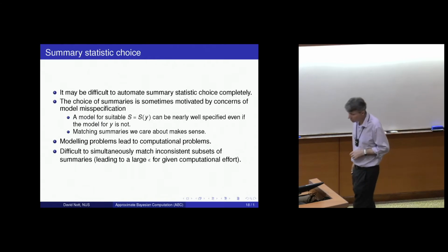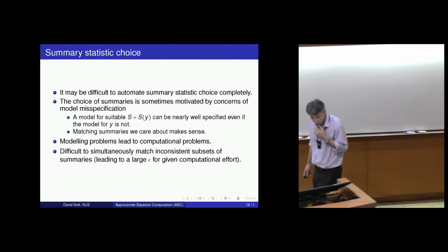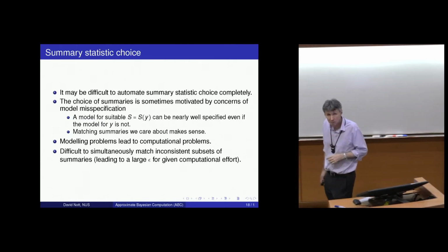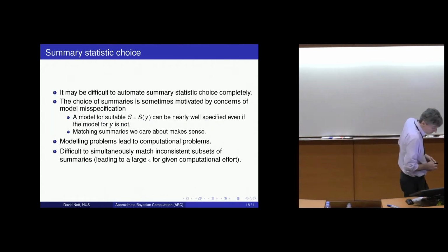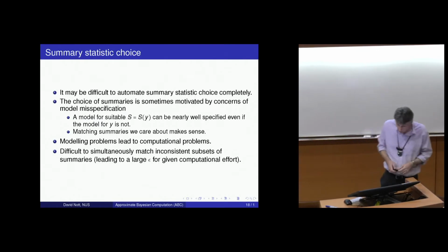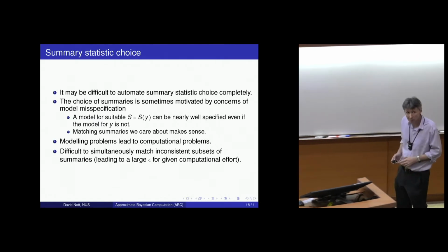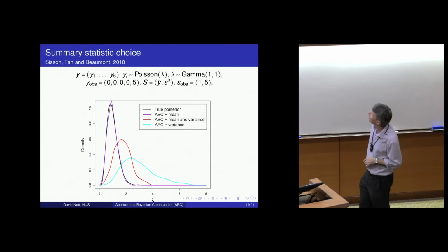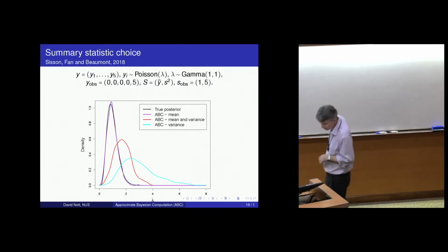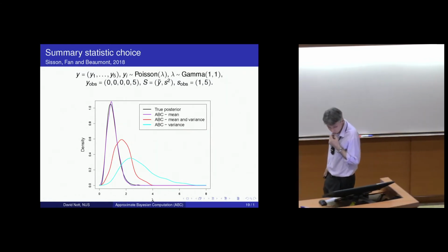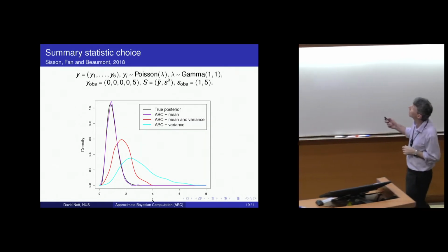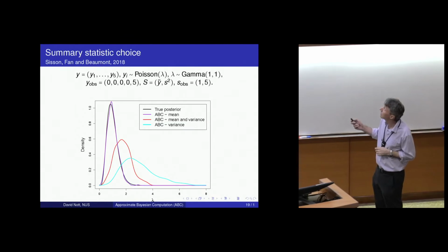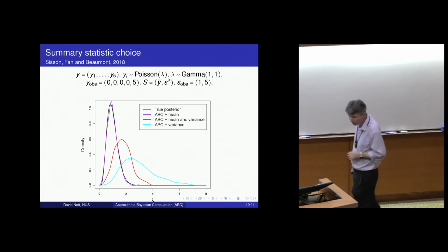So you get this situation where it can be difficult to match simultaneously inconsistent subsets of summaries under the model. And that means you'll get a large tolerance being required for a given computational effort, and you'll get very poor approximations. So here's another toy example that illustrates that particular point. This example was in a book chapter in the recently released Handbook of ABC, by Sisson, Fan, and Beaumont.